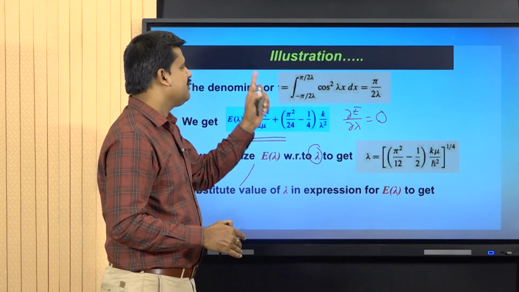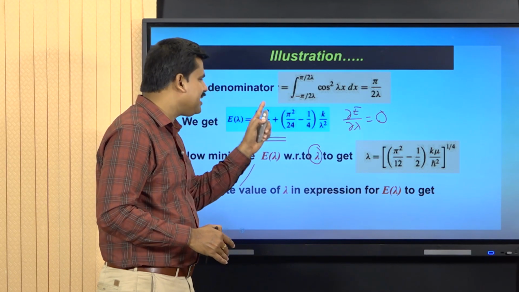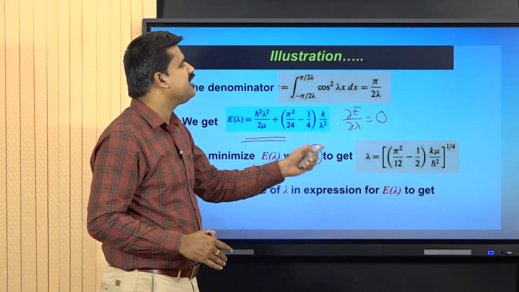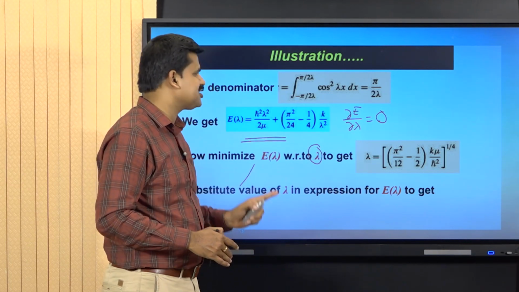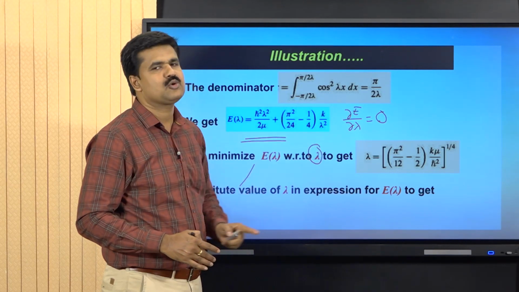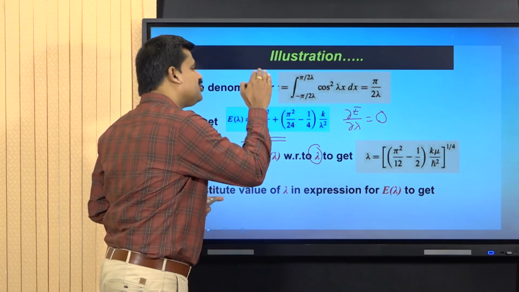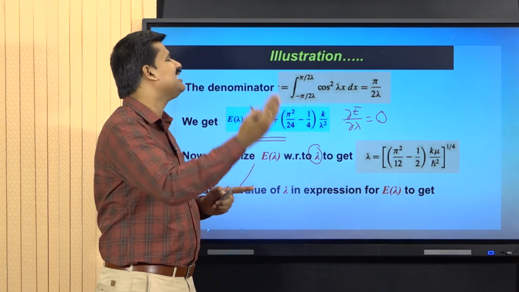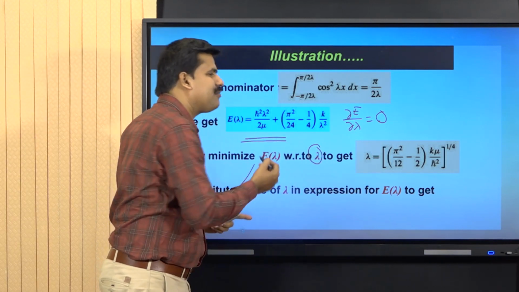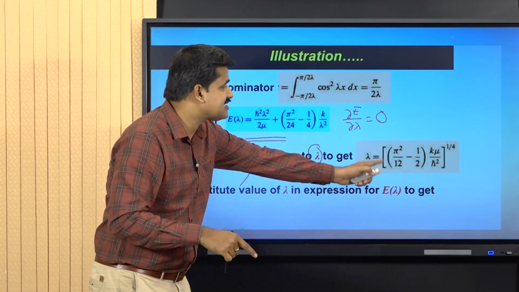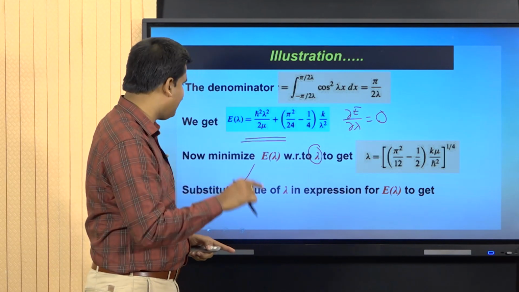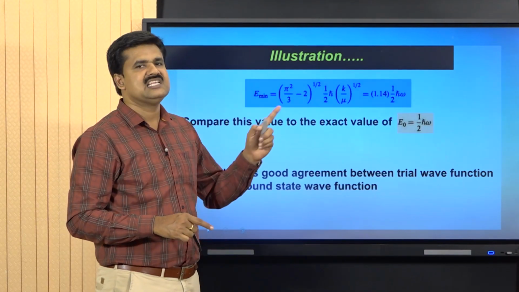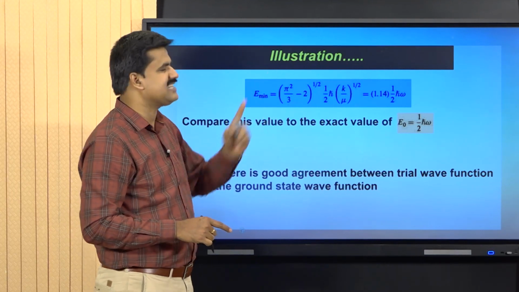So, whenever I have to minimize this, I will get the value of lambda from this expression, dou E by dou lambda equal to 0. So, we have to differentiate this with respect to lambda, equate the result to 0 to get the value of the variational parameter lambda. Again, this calculated lambda value is substituted in the energy expression. Thus, we are getting the minimized energy.